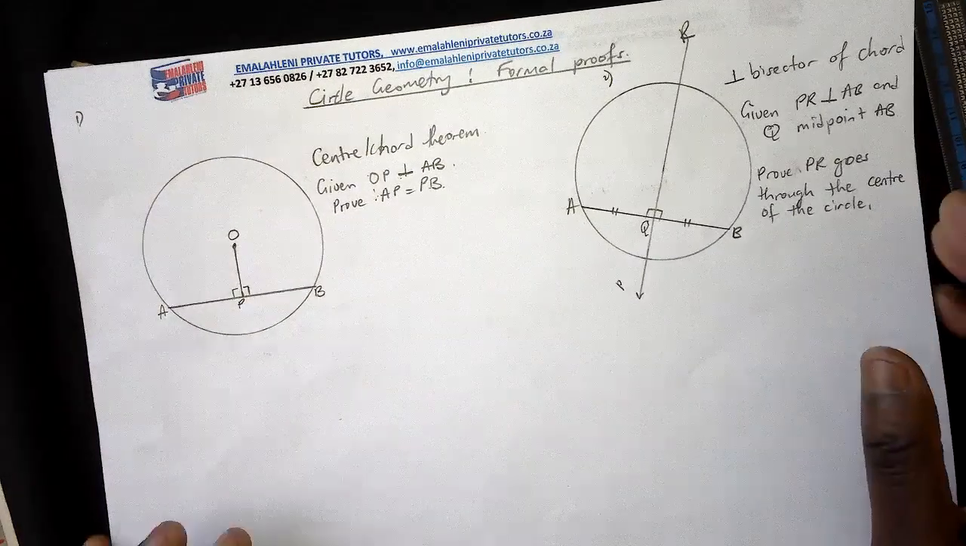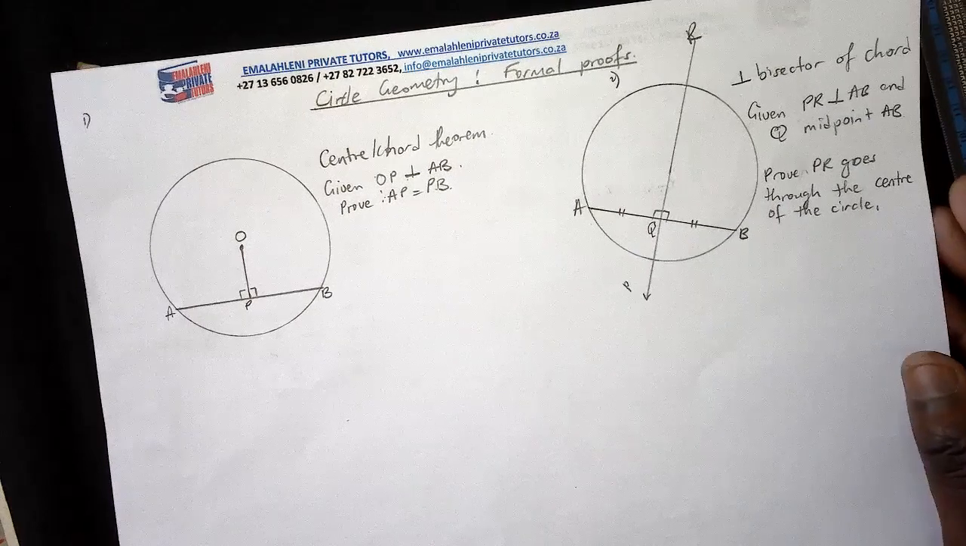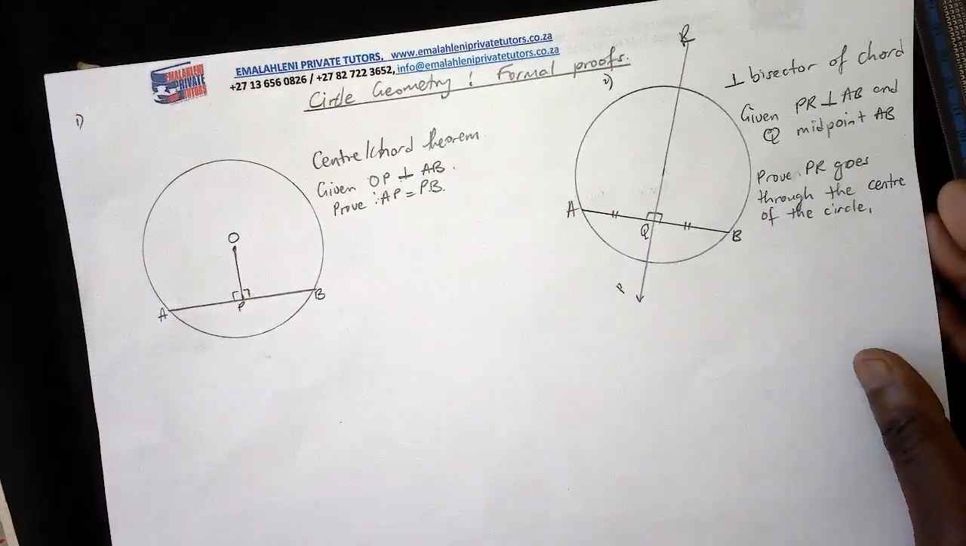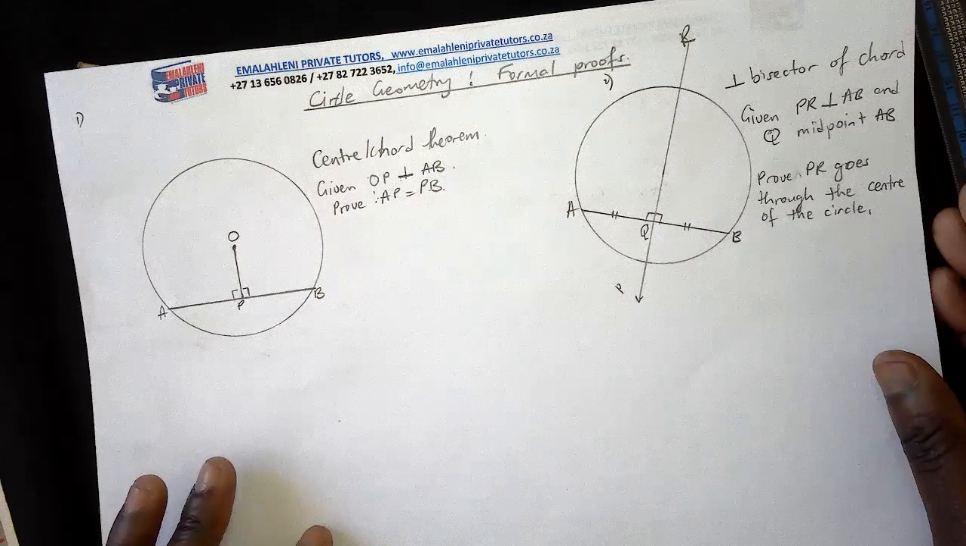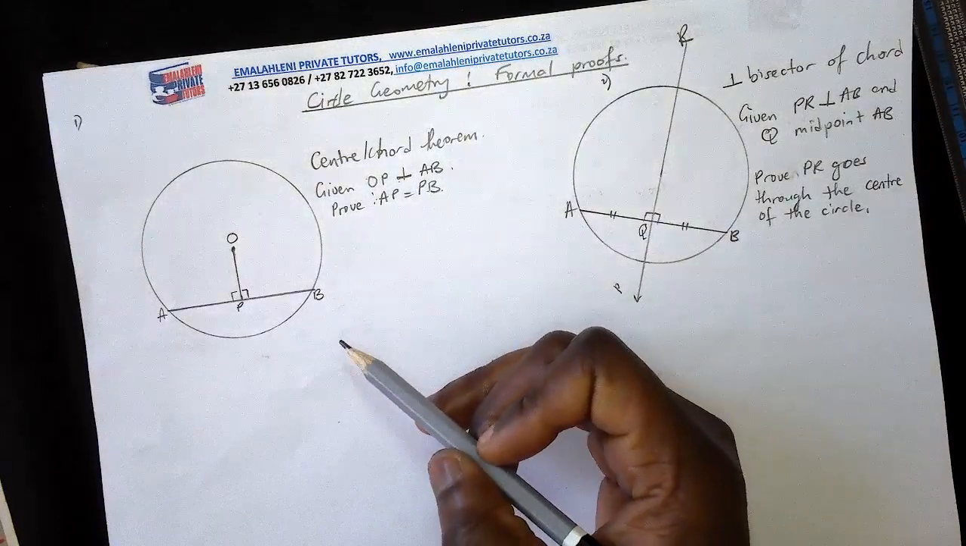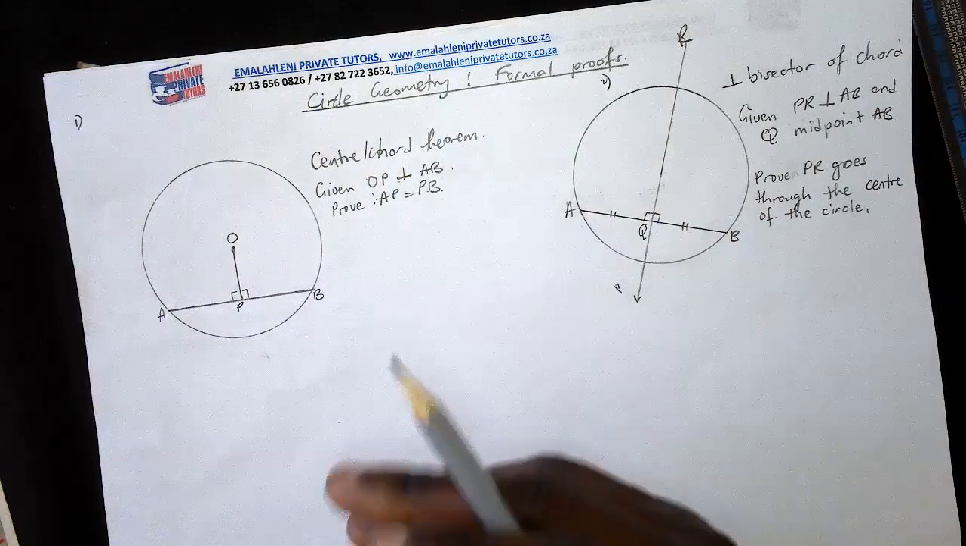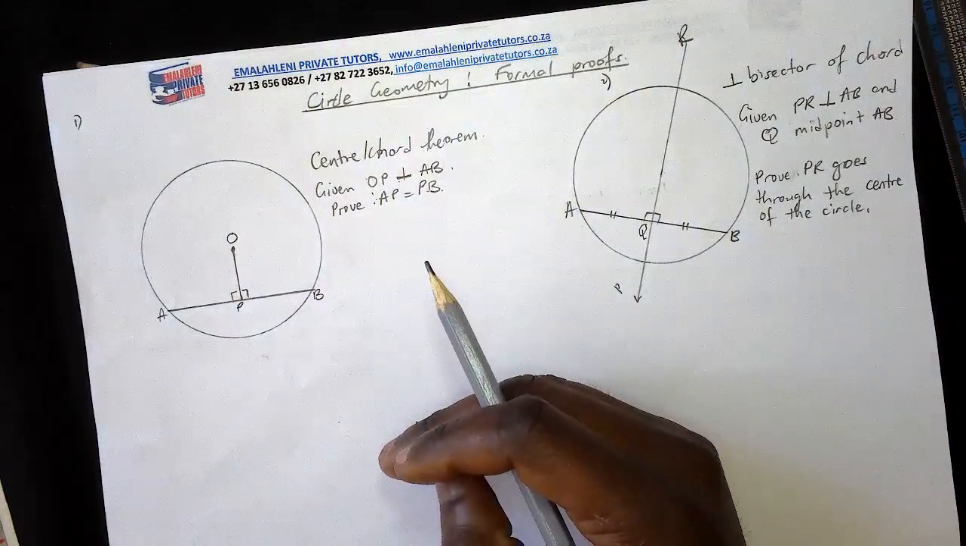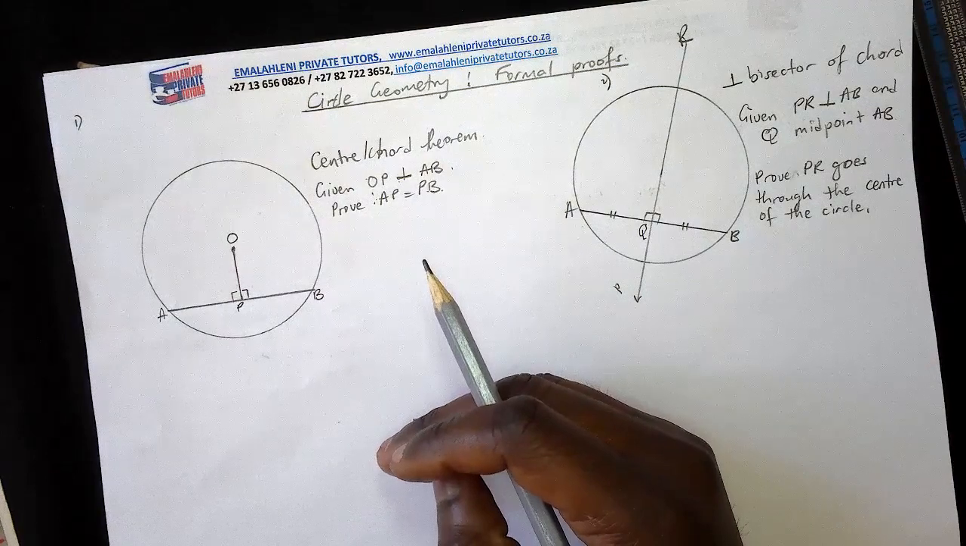Okay, so today we're looking at the form of proofs of circle geometry. Now, what you need to understand here when you're proving is that for every step that you make, you must state a reason why you make that statement. So it should be supported with a reason.